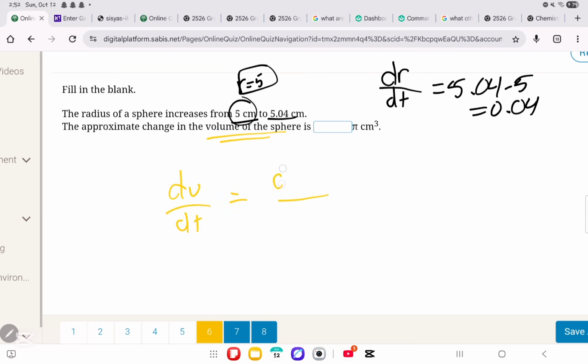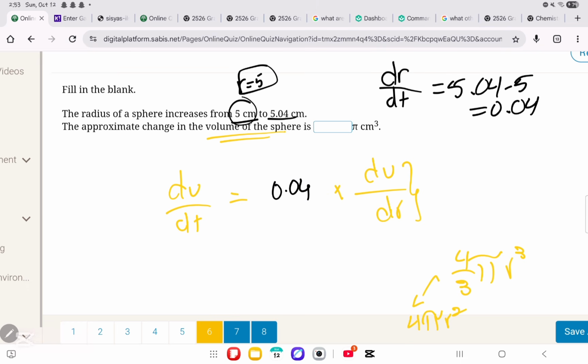dv over dt is equal to dr over dt times dv over dr. dv over dr is the derivative of the volume. Volume of a sphere is 4 over 3 pi r cubed. So you take the derivative, and it's gonna be what? It's gonna be 4 pi r squared. So we'll substitute dr over dt by 0.04. We'll substitute dv over dr by 4 pi r squared, but we know that r is 5, so 4 pi 5 squared.